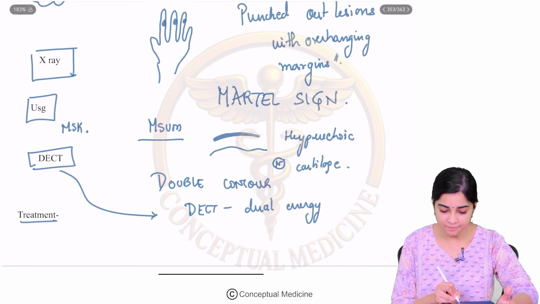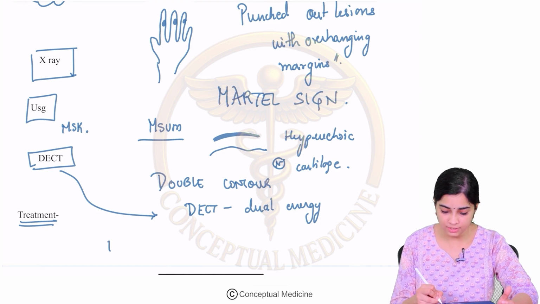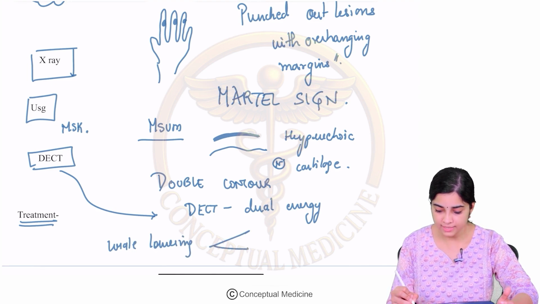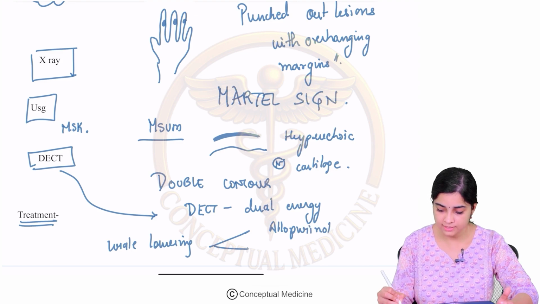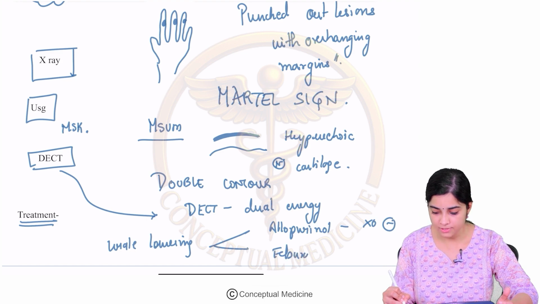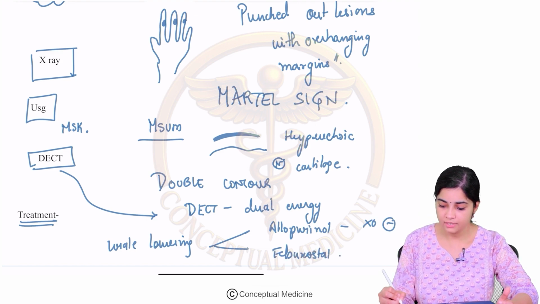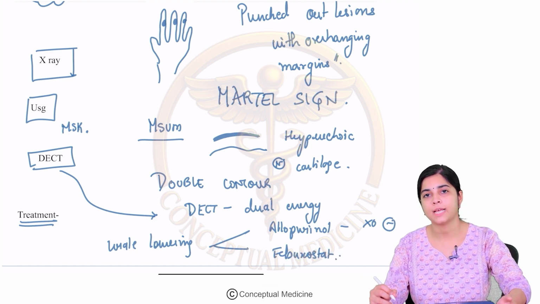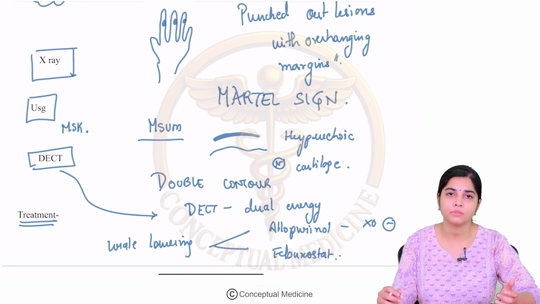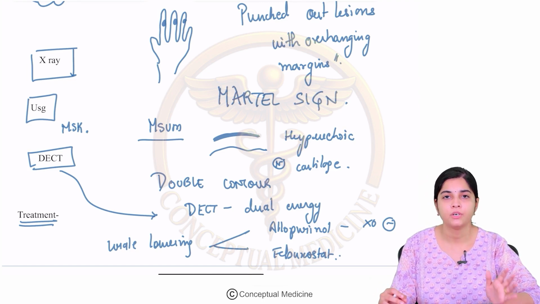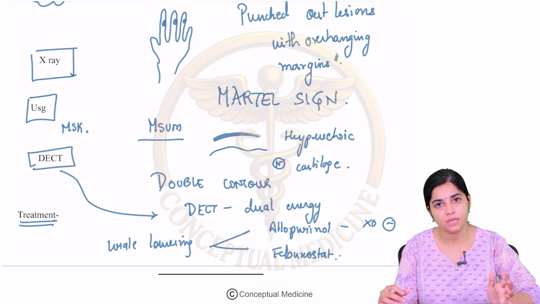When it comes to the treatment of chronic gout, here you will have to use urate-lowering therapy. What are the urate-lowering therapies you want to use? You can use allopurinol, which is a xanthine oxidase inhibitor, or you can use Febuxostat. So in chronic gout, you have to use allopurinol or Febuxostat to bring down the uric acid levels. Clear? So this is about gouty arthritis.